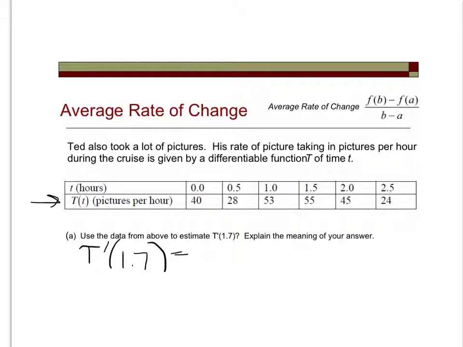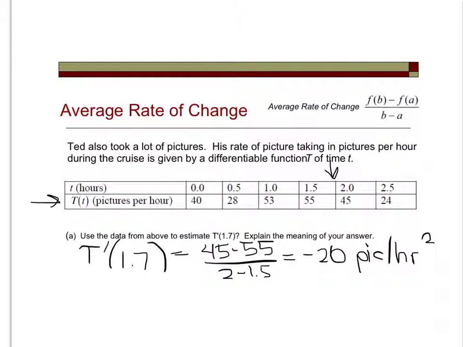So when I do this, 1.7 is right here. So we're going to go 45 minus 55, and then 2 minus 1.5. So the number comes out to negative 20, and then it's pictures per hour squared. So what does that negative 20 mean? Well, that means his rate of picture taking is decreasing. Okay? It's decreasing by 20 pictures per hour.